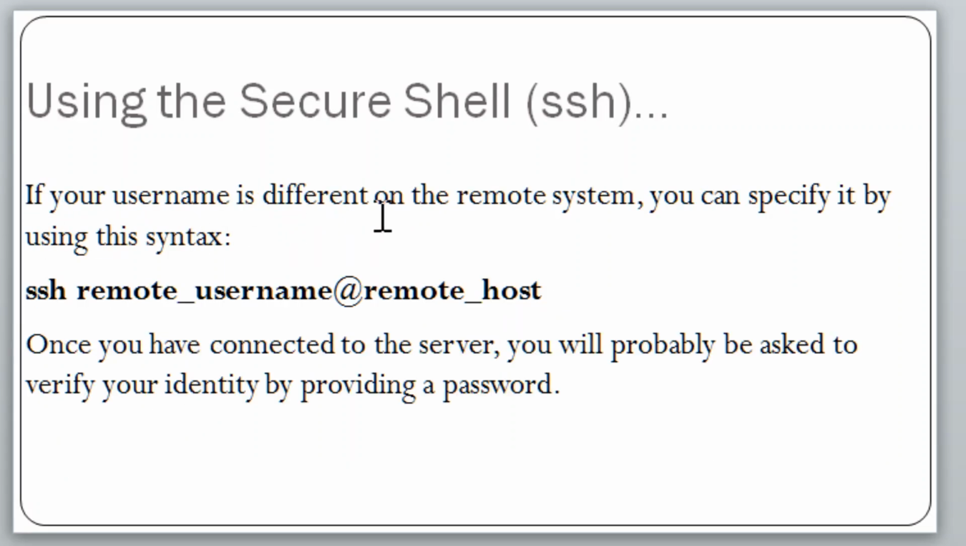So if your username is different on the remote system, so you're on your current system, and you're trying to connect to another system, but your username is different on that system, you can specify it by using this syntax. So you do SSH, the username on that system, @ and then the server you're trying to connect to, okay? If it's not a different username, you can just go ahead and do SSH and then the remote host, okay?